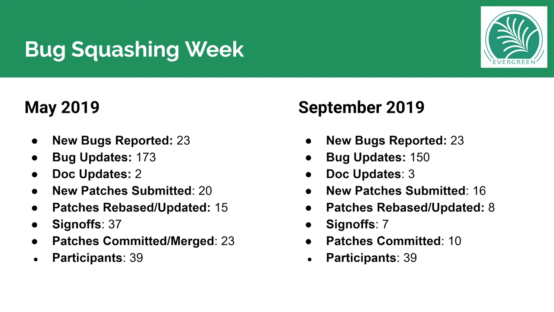And one of the mechanisms that we use to do this is a bug squashing week. And a great big shout out to Terran McCanna of the Georgia Public Library Service for organizing these bug squashing weeks. But what is a bug squashing week? It is an organized event where, you know, critical bugs get identified.